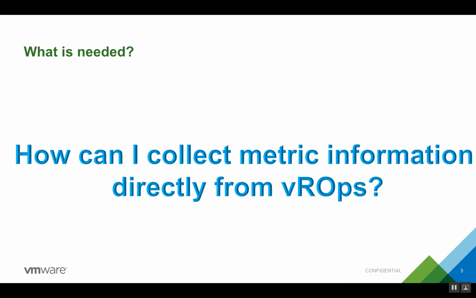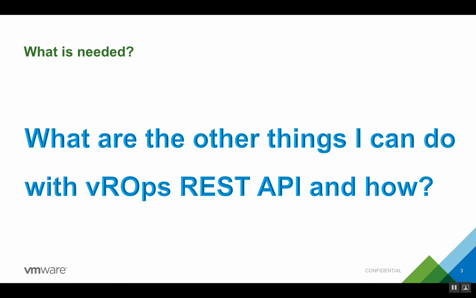And the next thing is, how can I collect metric information directly from vROps? I know vROps shows me a lot of information, like for example your CPU, memory, disk, network, you name it, and you have metrics for that. But that is again available to me in the vROps dashboard. What if I want to collect that information directly using a separate mechanism and show it somewhere else, or do something else with it? How do I do that? So what are the other things that I can do with vROps REST API, and how can I utilize those REST APIs? So I'm going to answer all those questions and show a demo of exactly how we can do this stuff.